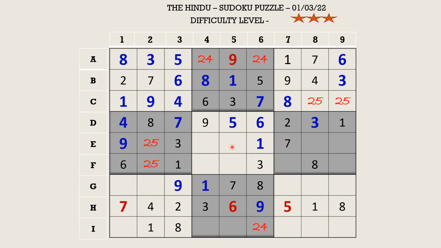Let's try to fill the central block. There is a 7 here in E row and a 7 in 5th column which blocks these 3 cells. So F4 takes 7. There is 8 in 4th column here and 8 here in F row which blocks these 2 cells. So E5 takes 8. Now the missing numbers in this block are 2 and 4. So let's mark it with 2, 4 pair.